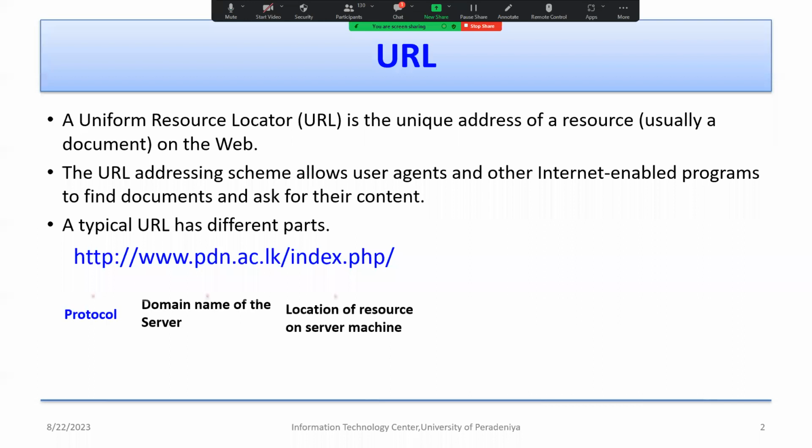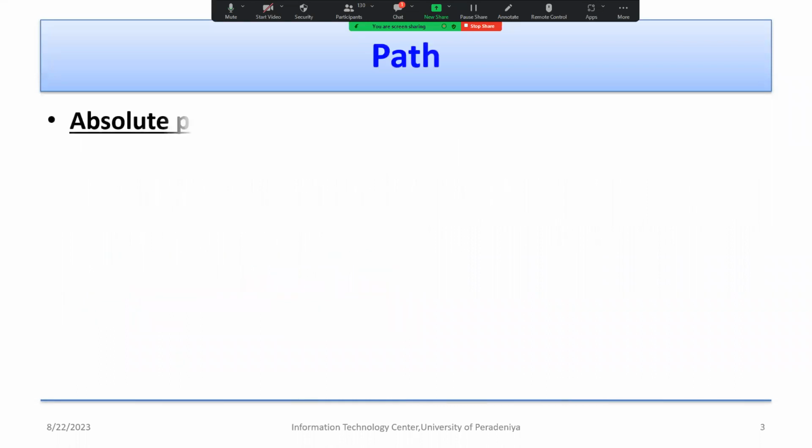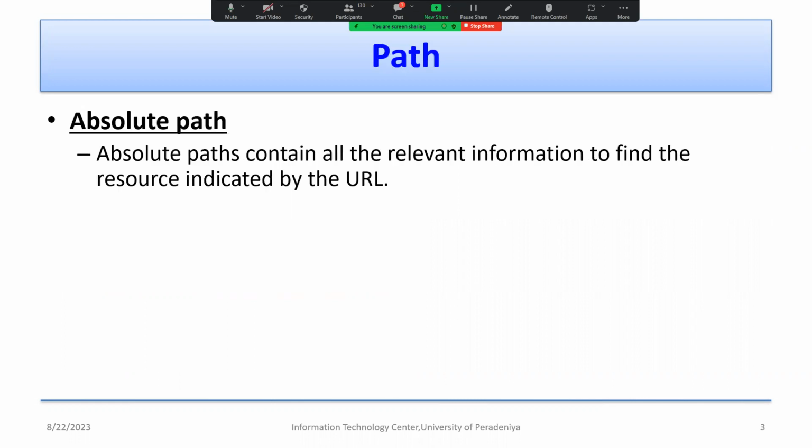The typical URL has different parts, which we discussed. This is the protocol. This is the domain name of the server, or we call it the host name. This is the resource. There are two kinds of paths, the absolute path and the relative path. An absolute path contains all the information needed to find the resource indicated by the URL. If you have the full URL, we call that the absolute path.